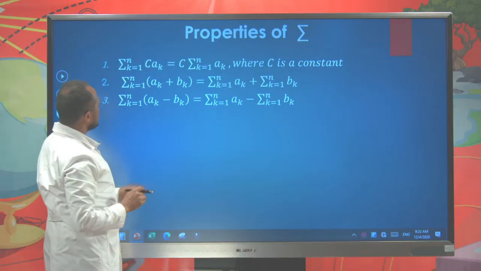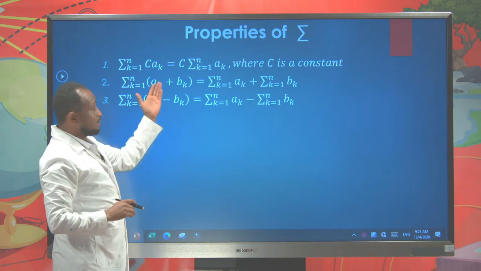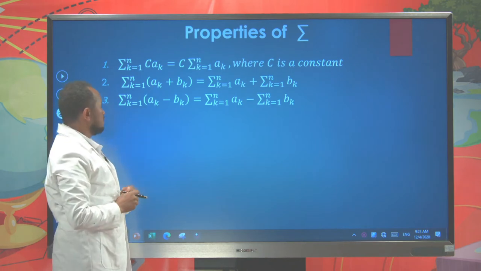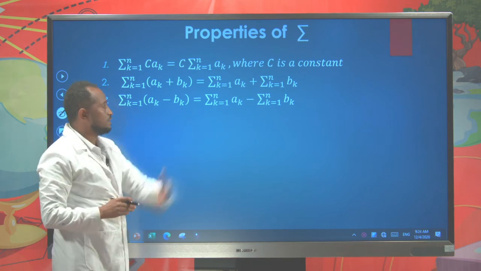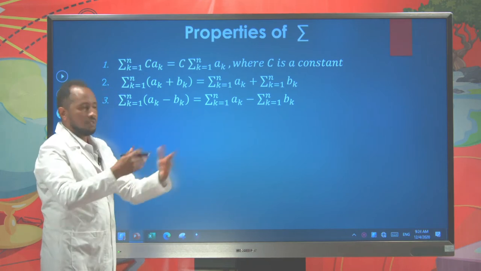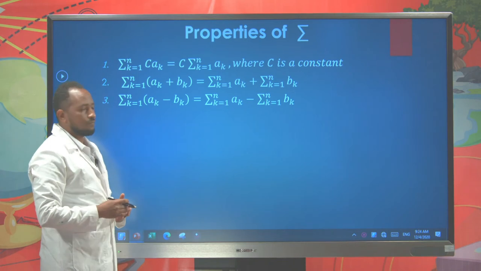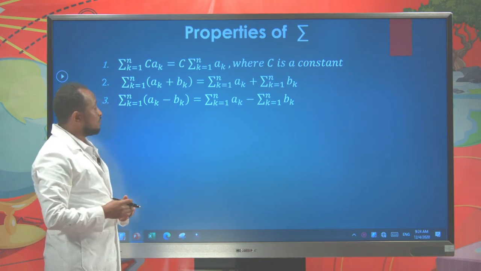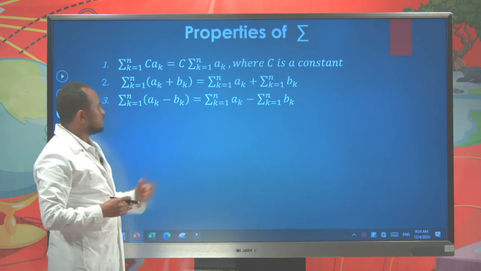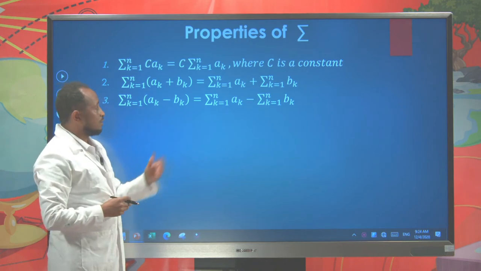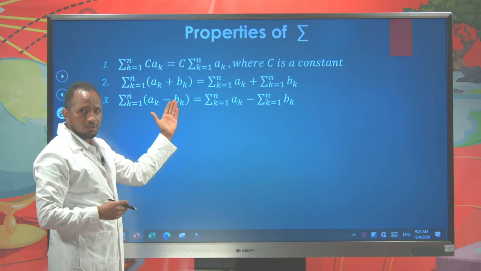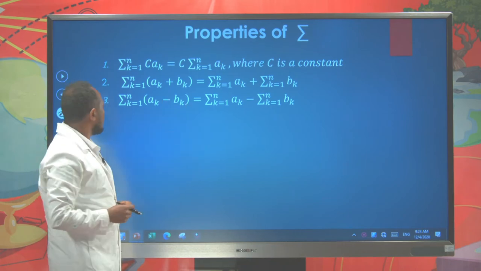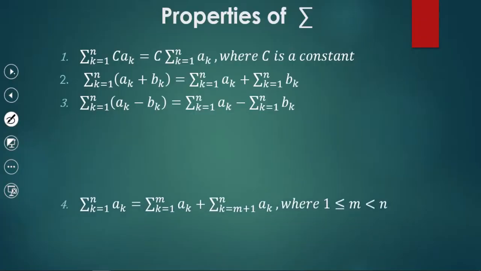The third property, similar to the second one: the summation of AK minus BK is equal to the summation of AK minus the summation of BK, where K starts from 1 up to N. So I hope you can prove this easily by yourself, similar to the second one. So I'll leave this property for you. Summation notation is distributive over subtraction. Now let's continue to the fourth property.